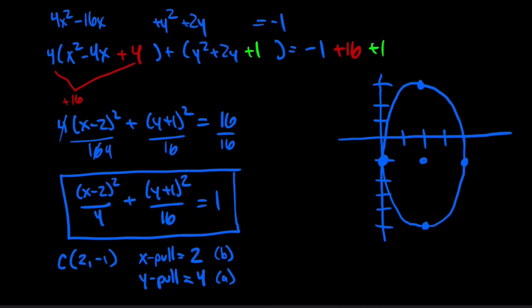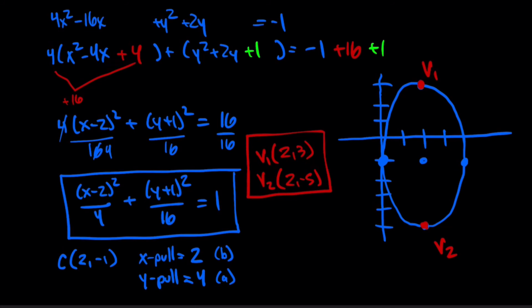Okay. Since this is the major axis, my vertices are going to be here and here. Let's label those. V1, V2. Write those coordinates down. V1 is (2, 3). V2 is 2, what's that? Negative 1, 2, 3, 4, (2, -5). Always identify the vertices.